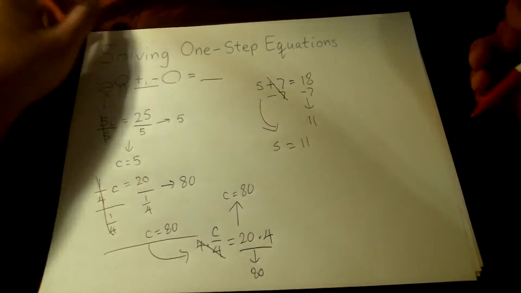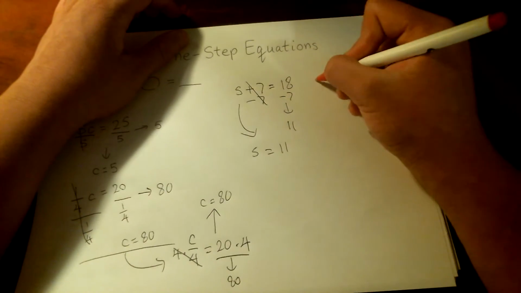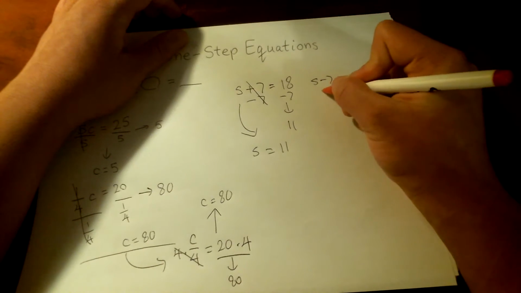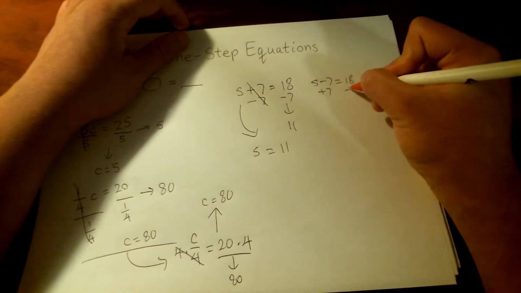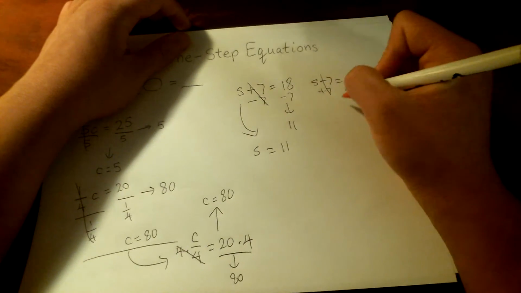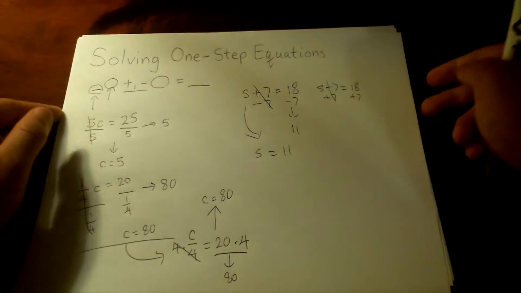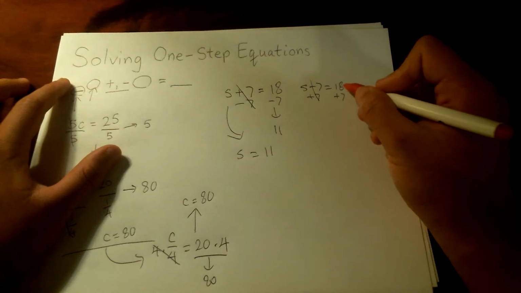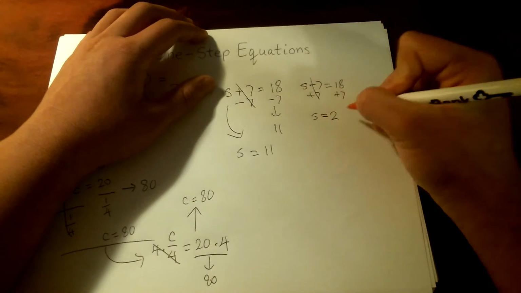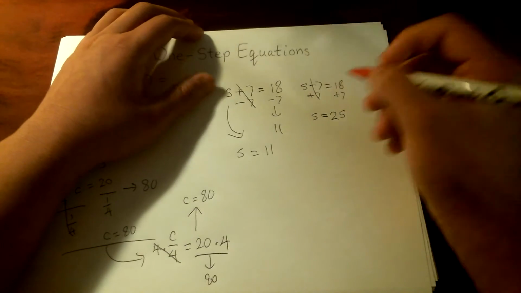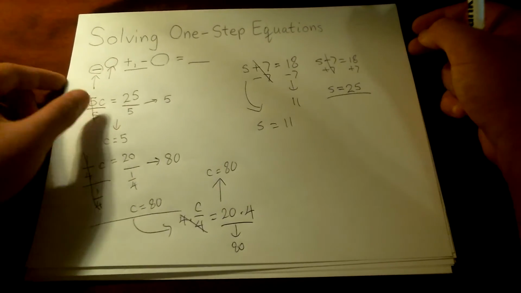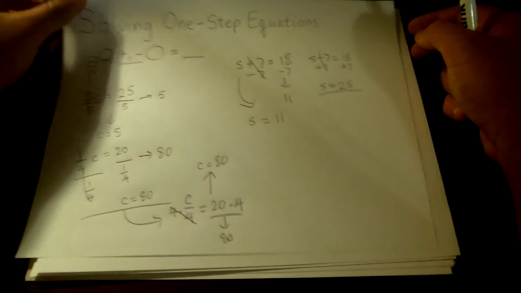All right. So if instead it was s minus 7 equals 18, not plus, then we would have to plus 7 to both sides, and we can just cross out the minus 7 here, and we would have to plus 7 to 18. So that would be 25. So s would be 25 in that case. All right, so let's try some problems regarding this.